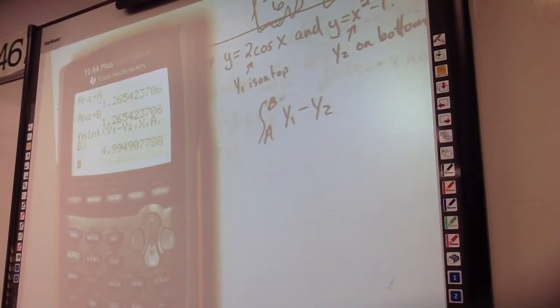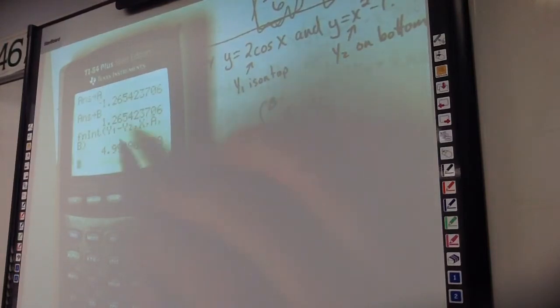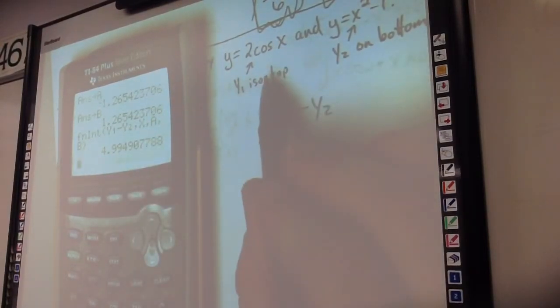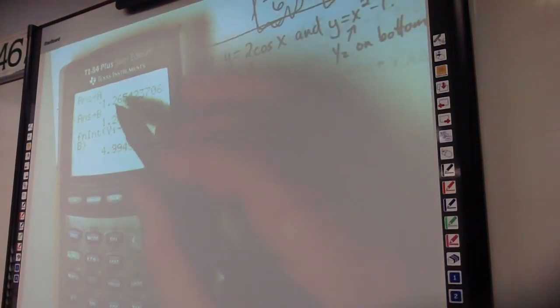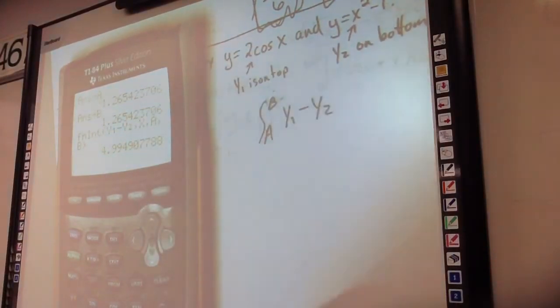Wait. Do you do the bottom minus the top? Whatever your function that's on top. This one was Y1. I'm talking about A and B. Oh, my A, it's from negative 1.26 to 1.26. So whatever letter you saved, mine was from A to B. Yours might be from F to U.